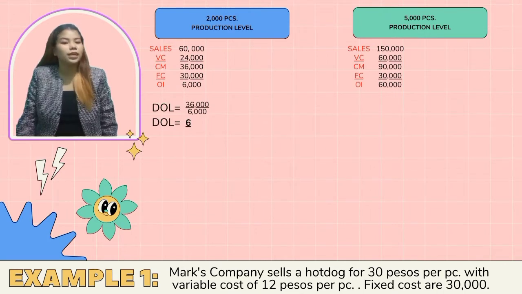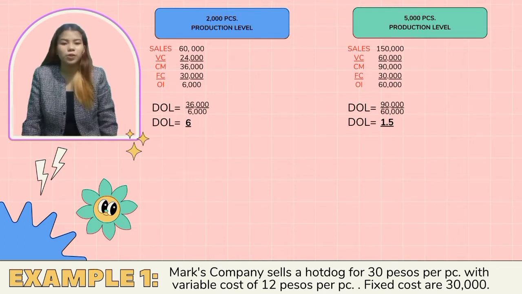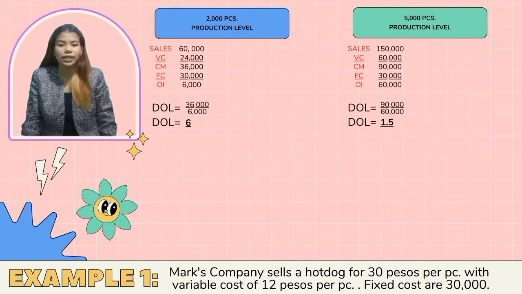In this case, the degree of operating leverage is the contribution margin of 36,000 over the operating income of 6,000, which gives us 6. So 6 is the degree of operating leverage at this production level. Then over here, the contribution margin of 90,000 over the operating income of 60,000 gives 1.5.